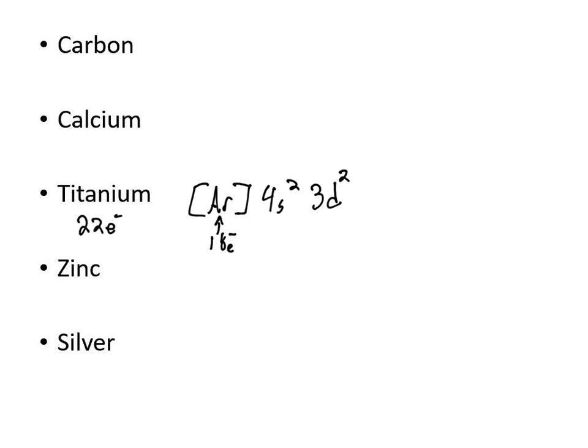Questions? Okay. You guys want to try zinc on your own and then we'll check it? Good. I love the enthusiasm. Go ahead and do zinc. Zinc will end up being back to argon. That counts for 18. Then 4s2, 3d10. Awesome. Questions on that? None. All right, cool.